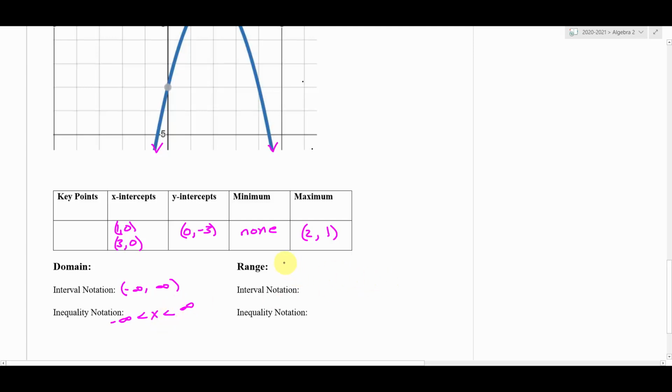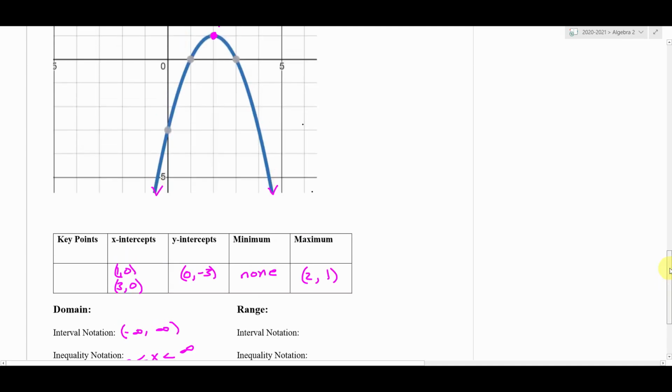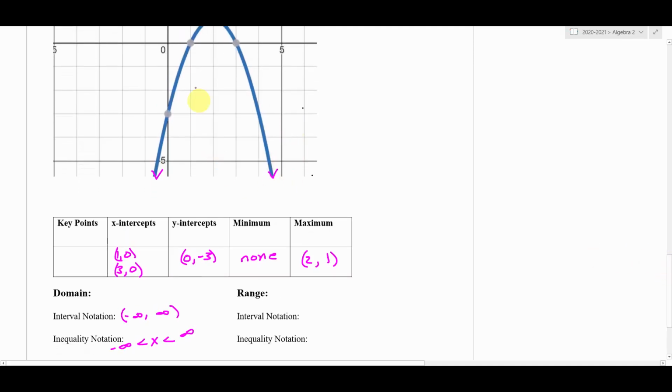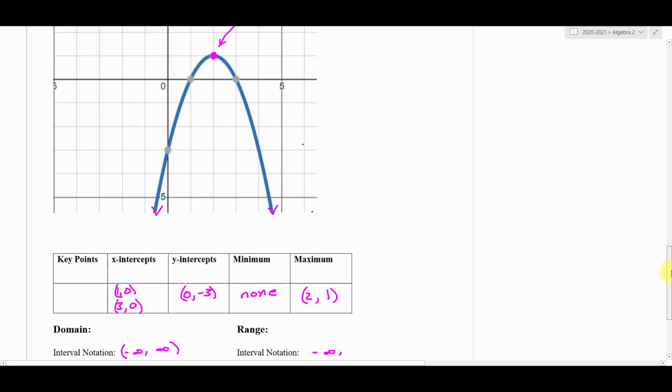All right, so remember range is up and down, right? High and low. So how low does this function go? And we talked about this already, right? So how low does it go here on the y-scale? This thing goes down forever and ever and ever, right? So when we go down forever and ever and ever, that's negative infinity, comma, and then we have to ask ourselves, how high does this thing go?